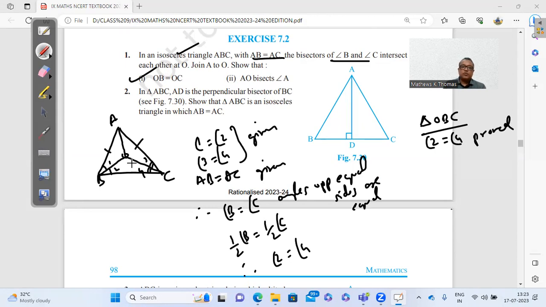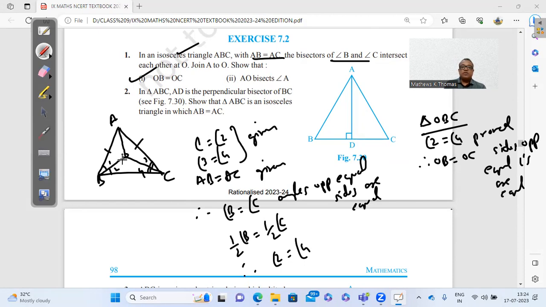2 equal to 4 proved. So in a triangle, if two angles are equal, then the sides opposite to these equal angles will be equal, and therefore we can say OB equal to OC. Sides opposite equal angles are equal. So 2 and 4 are equal, so OB equal to OC. So this is the first part.